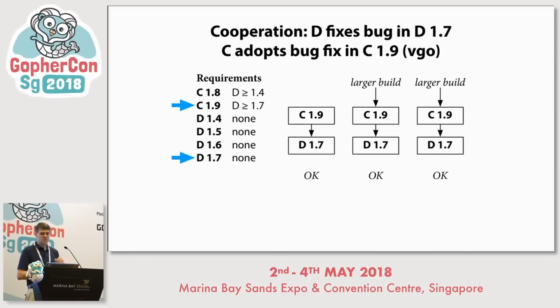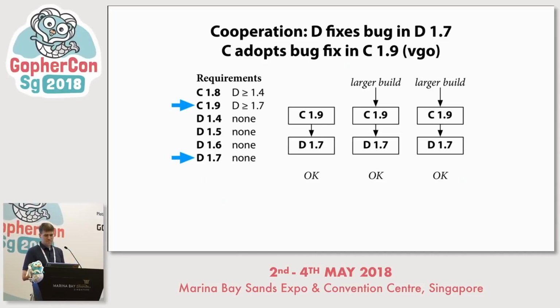Now take a minute to look at what just happened. The latest C and the latest D didn't work together. That introduced a small fracture in the Go package ecosystem. C's author or D's author worked to fix the bug, cooperating with each other and the rest of the ecosystem to repair the fracture. This cooperation is essential to keeping the ecosystem healthy. There is no adequate technical substitute.